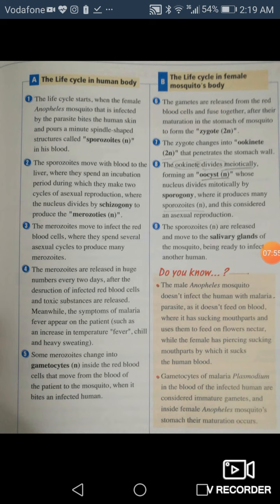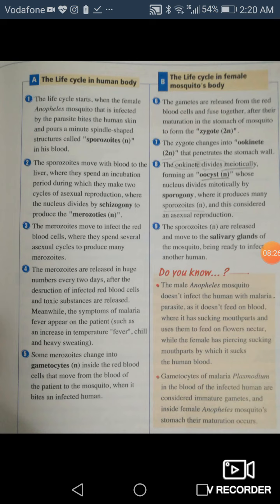What about the sporozoites? When they divide by schizogony, they produce a stage which is called merozoites. The merozoites also have N. Why? Because they are dividing by mitosis, so we didn't divide the genetic material. So the sporozoites move with the blood towards the liver, and inside the liver, they spend the incubation period as they divide by schizogony to produce the merozoites.